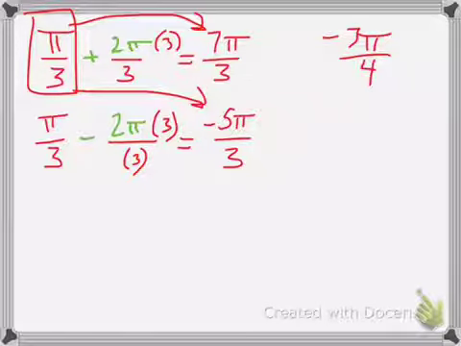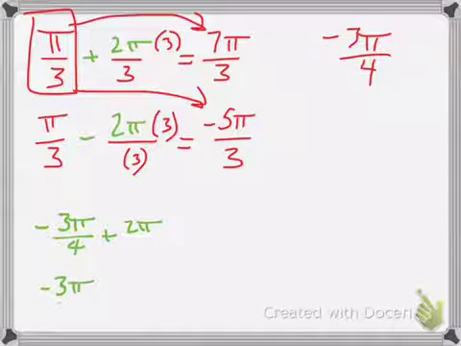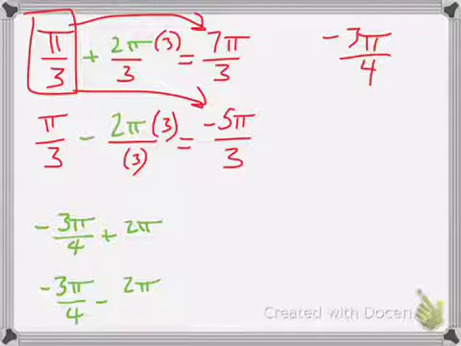All right? Negative 3 pi over 4. Again, we would add 2 pi, and we would subtract 2 pi. This time, instead of a common denominator of 3, what is our common denominator going to be? 4. So multiply top and bottom by 4.